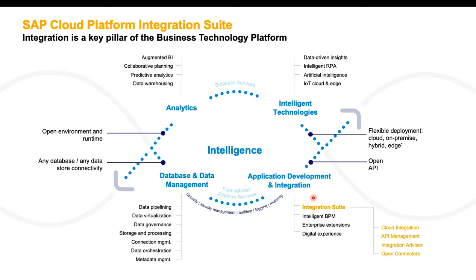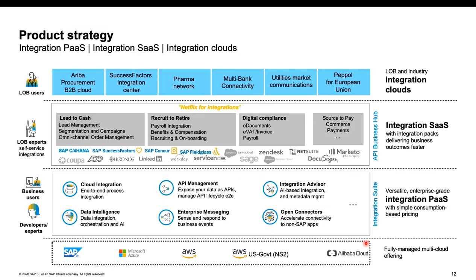Integration is a key cornerstone of the business technology platform. So here again, a quick overview of the core pillars of the business technology platform, like database, data management, analytical capabilities, intelligent technologies like machine learning, algorithm, and then in the application development and integration area of the business technology platform, you can find the integration suite with the core services, cloud integration, API management, integration advisor, and the open connectors.